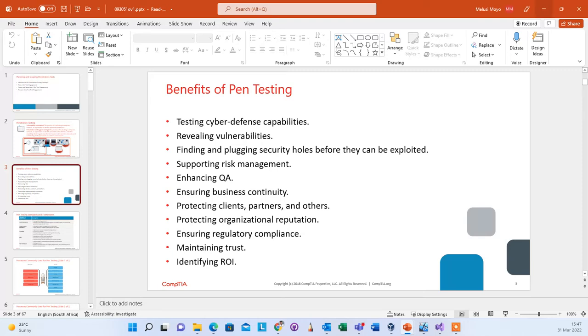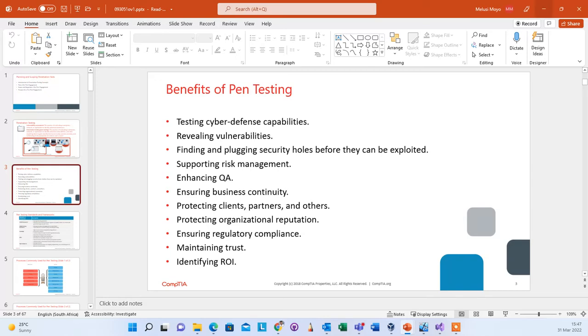So we have measures in place that when an attack happens to a certain part of your systems, you have a backup somewhere, so the attack mustn't affect the running of the business, the day to day running of the business, right? It mustn't affect that. And then protecting clients, partners, and others.